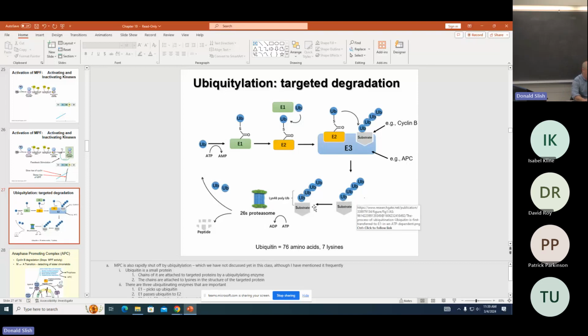That substrate then will be recognized by the proteasome, and there's a little animation I'll show you in a minute where it's almost like the lid opens up like a garbage can, and the protein goes in, ubiquitins get stripped off, and then the protein comes out as peptides on the other side. So remember back in chapter 9, let me pull that up real quick.